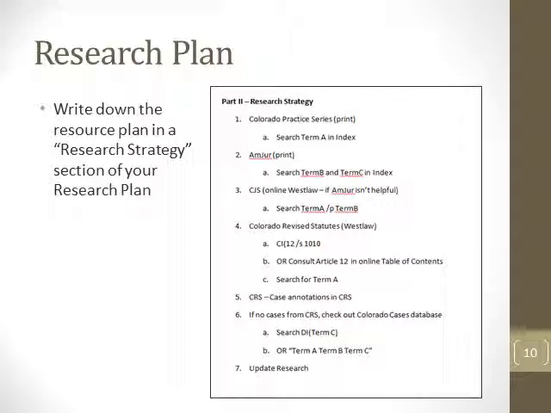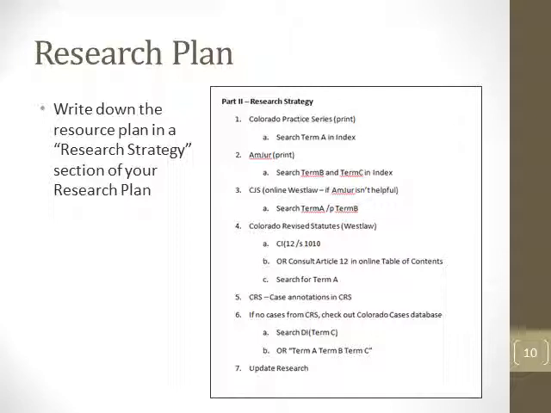So once we've developed a research strategy, what we want to do is write that research strategy down into our research plan. You can create a research strategy part of your plan, as you see on my slide, where in step 1 I'm going to start with, for this fictitious problem, the Colorado Practice Series in print. I'll use a search term, term A, and I'll look in the index for that term to find where it exists in the Colorado Practice Series. In step 2, I may go to AmJur and use search terms B and C in the index. If AmJur is or is not helpful, I might go to Corpus Juris Secundum, another legal encyclopedia on Westlaw, and use that search phrase, term A, within the same paragraph of term B.